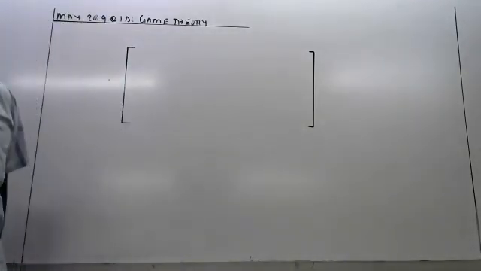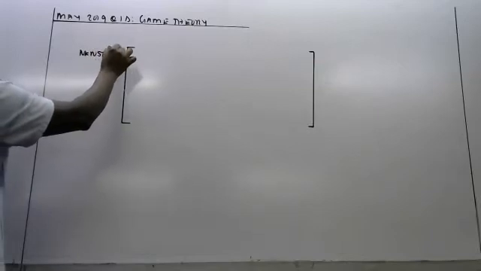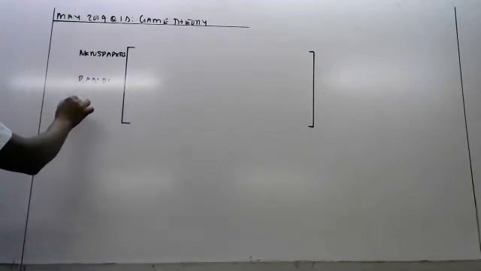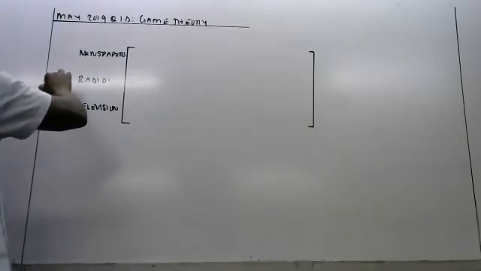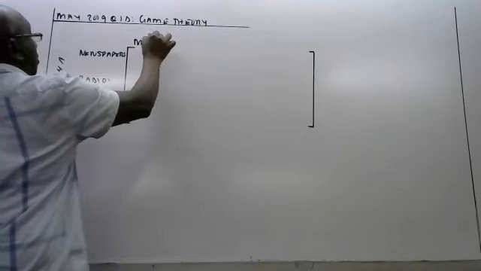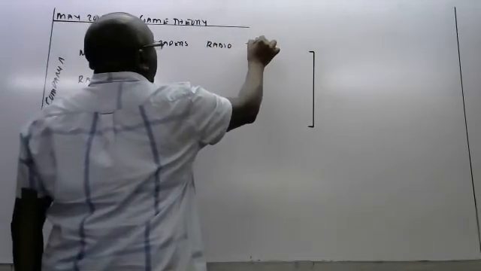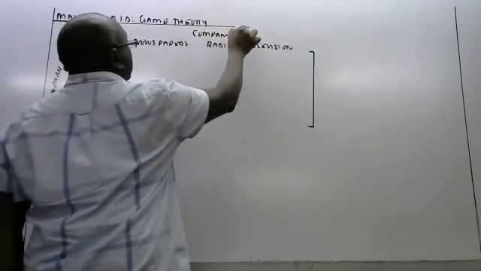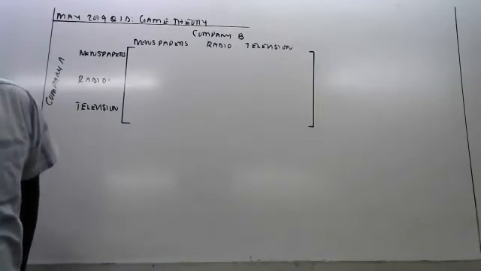So we have three participants or three strategies. The first one is newspapers, the second one is radio, and then we have television. And these are strategies of company A. Then here we have newspapers, radio, and then television. And this is for company B. So we just copied the figures as they have been presented.